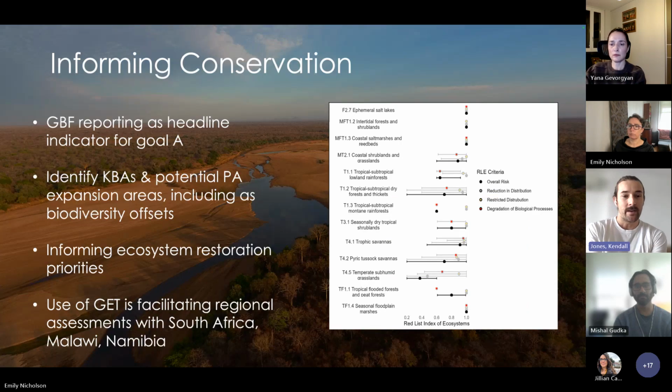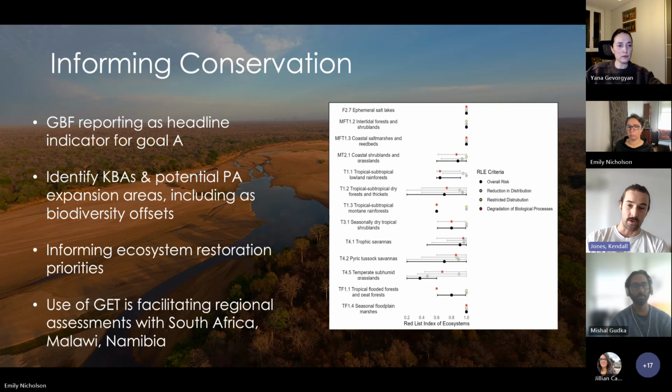In terms of how it's informing conservation in the country, the results of the Red List can go directly into reporting on headline indicator A1 for the GBF. I've put up an example there of the Red List Index of ecosystems for each ecosystem functional group. Once Mozambique's government officially endorses this Red List assessment, we're hoping that those are the results they can use to report on Goal A under the GBF.